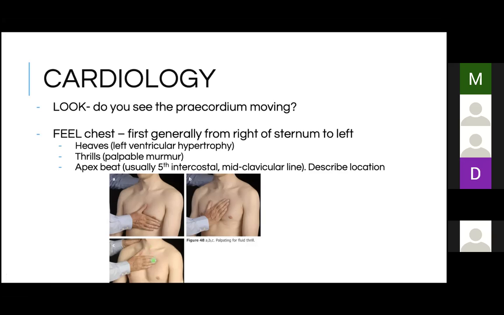Generally, I like to first put my hand vertically on the chest here to feel for any heaves, thrills. And then I move, as in the diagram, over each of the valves to feel for any palpable murmurs, which are thrills. And then finally, the apex beat, which is usually found in the 5th intercostal space, mid-clavicular line.